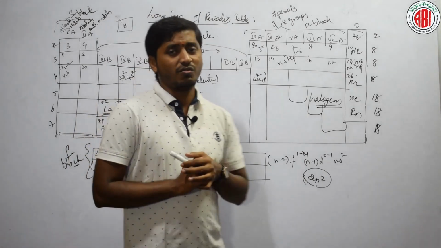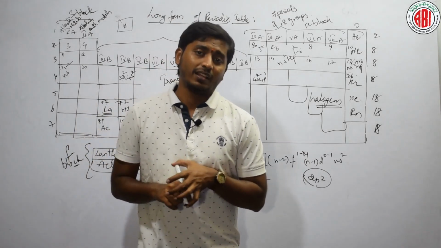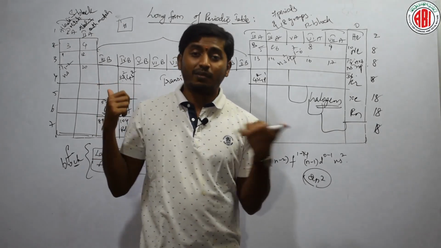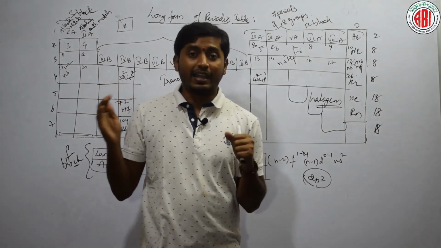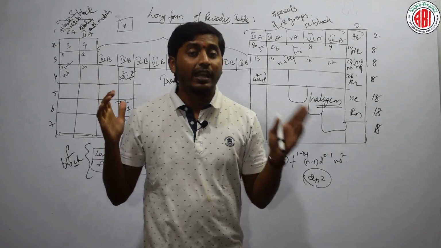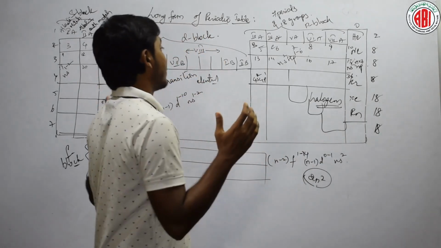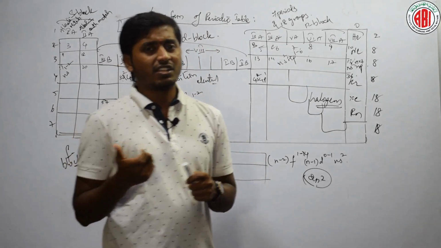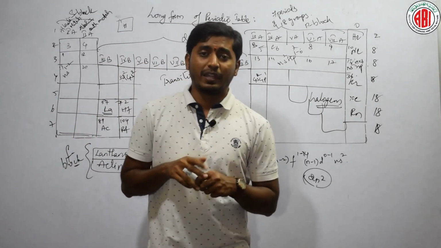That is a broad overview of the long form of the periodic table. We understood one thing here, that metallic property varies from left to right, isn't it? Metallic nature reduces from left to right and non-metallic nature increases from left to right. Fine. This is one of the variations of a periodic property.